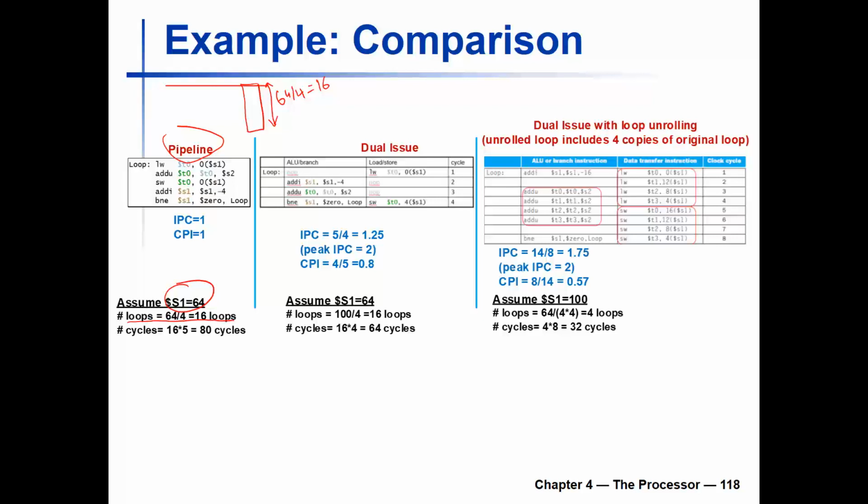So how many cycles do I need if I'm ignoring the penalties for the jumps? Well, I need 16 loops, and every loop will take 5 cycles. Again, I'm ignoring the penalty of the branches, which means I need 80 cycles if I were to run this on a pipeline. Okay, well, let's try to do this on a dual issue processor.